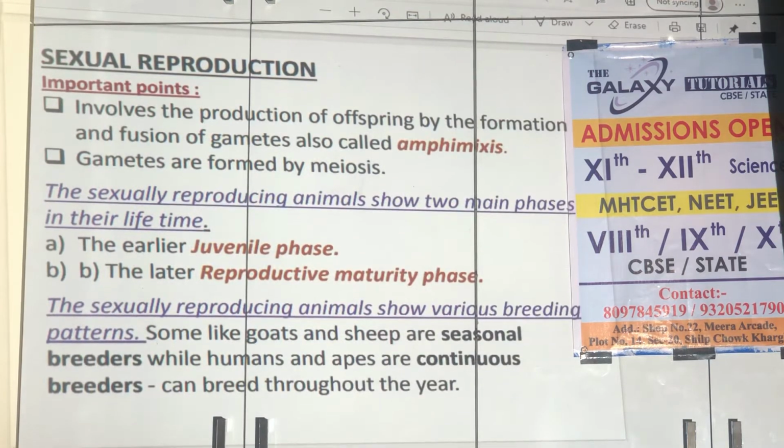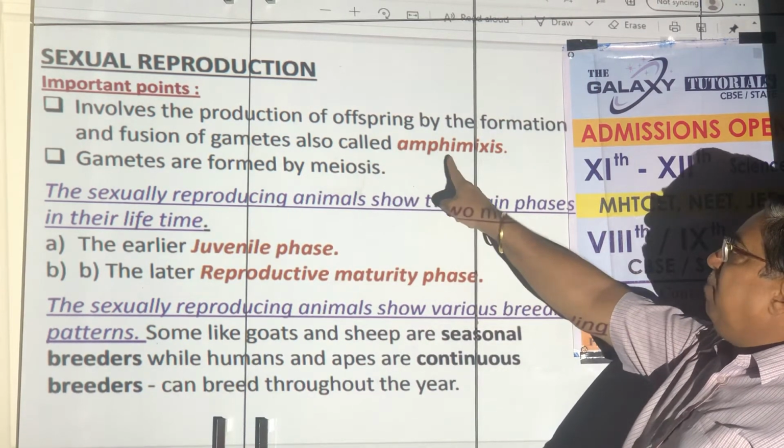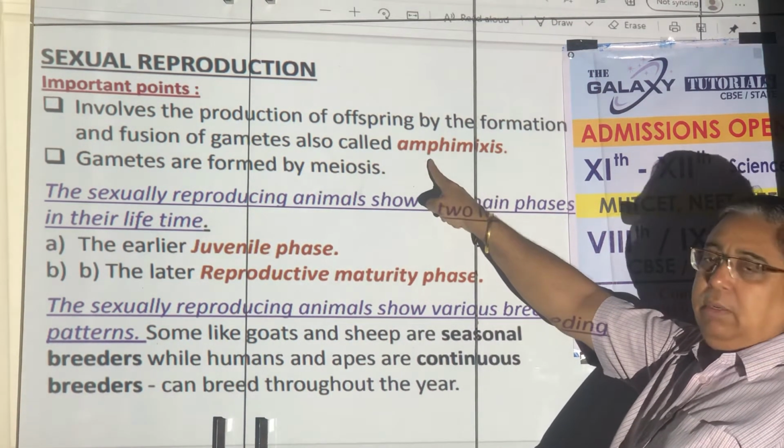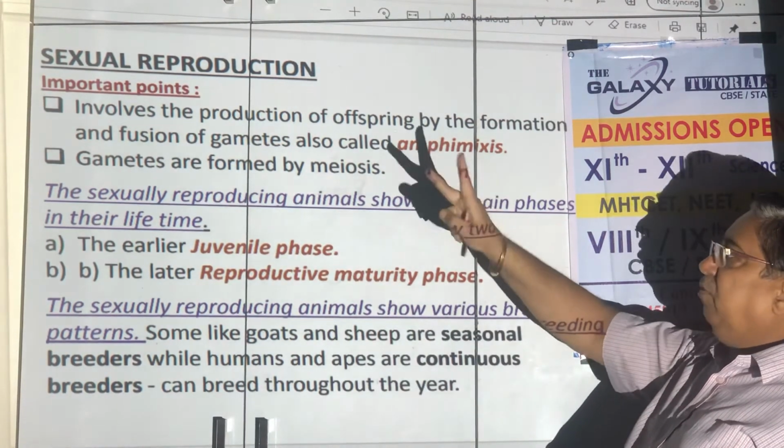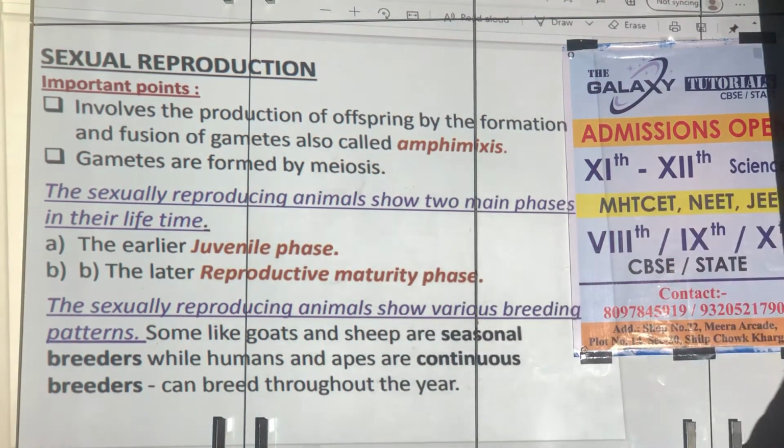What is important is sexual reproduction. First, fusion of gametes, amphimixis. Amphi means two, two different types of gametes are required. And gametes must be formed by meiosis, then only they are called gametes. Mitosis-formed cells you do not consider as gametes.